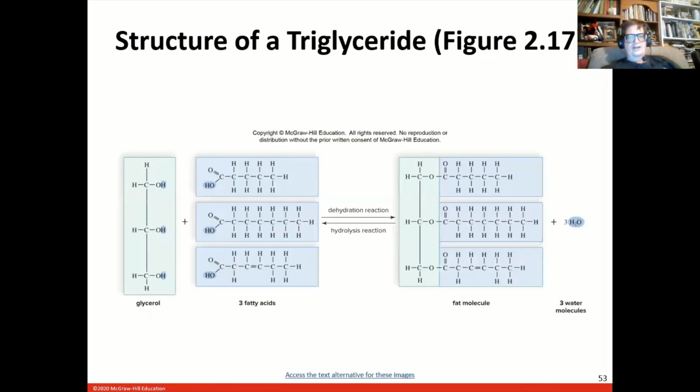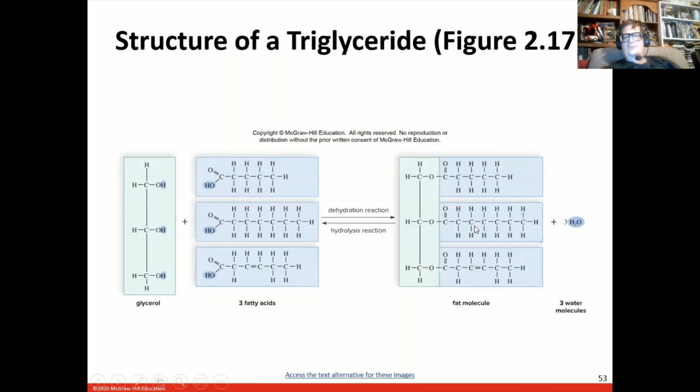So here we have fatty acids. There are 3 fatty acid chains and a glycerol joined together to form a triglyceride. In this case, these two are saturated. You can see they have all the hydrogens they could hold. This one here is unsaturated because right there's a double bond. Now remember, every carbon wants to have 4 bonds. They always want to have 4 bonds.